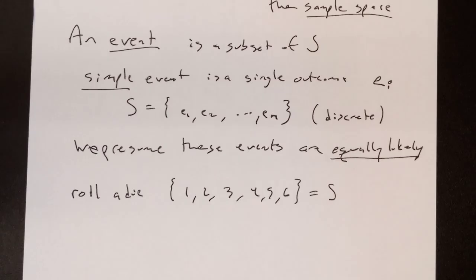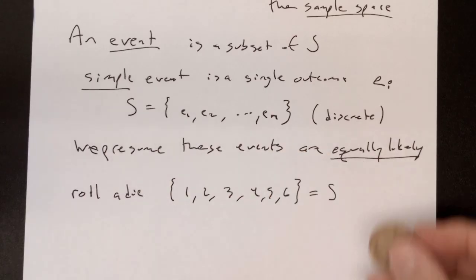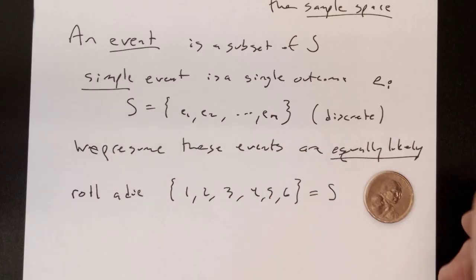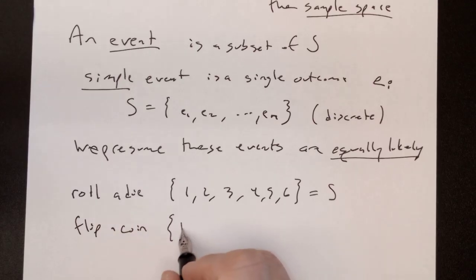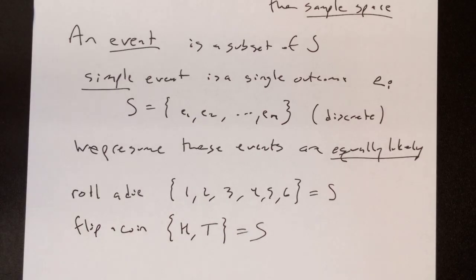In the same way, I could talk about flipping a coin. Assuming the coin is fair, then my sample space is heads and tails. Two distinct options for my coin. And the same chance of each option happening is what I'm looking for. But not all events are equally likely.